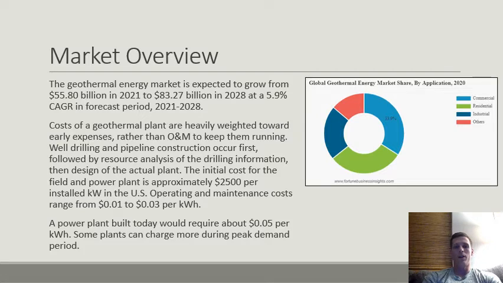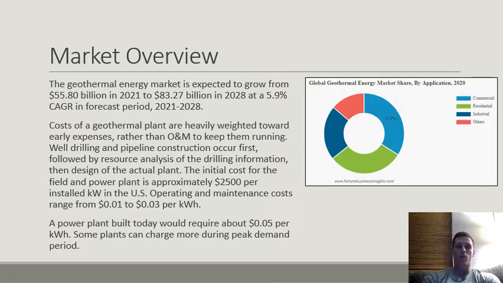Well drilling and pipeline construction are first and foremost as far as the construction goes, and then resource analysis of the drilling information is used for the design of the actual plant. How much energy are they able to pull? So what kind of power generation are they going to get from that? Typically you can see about $2,500 per kilowatt installed in the United States.